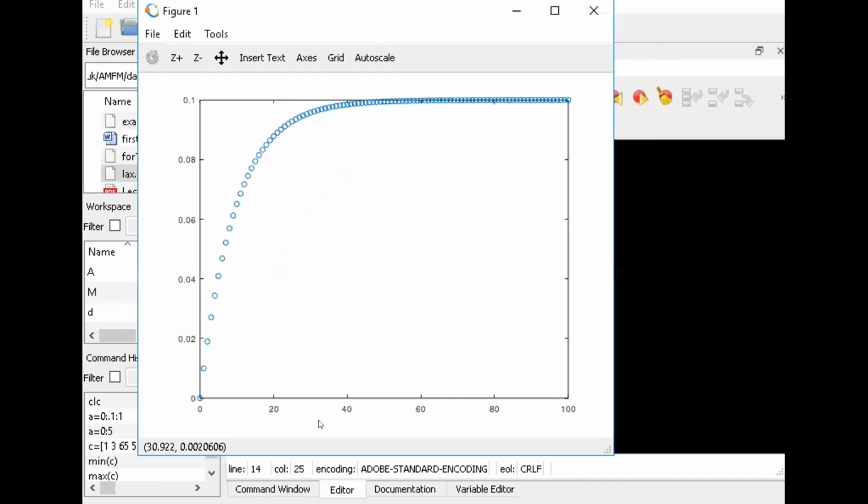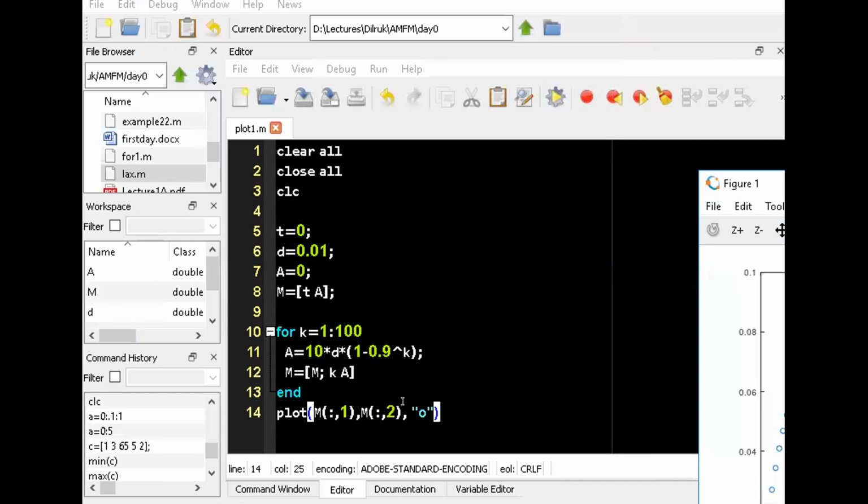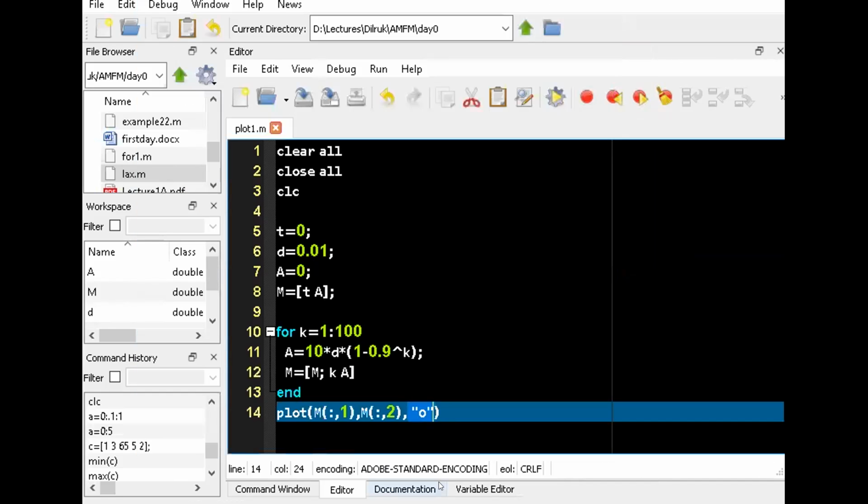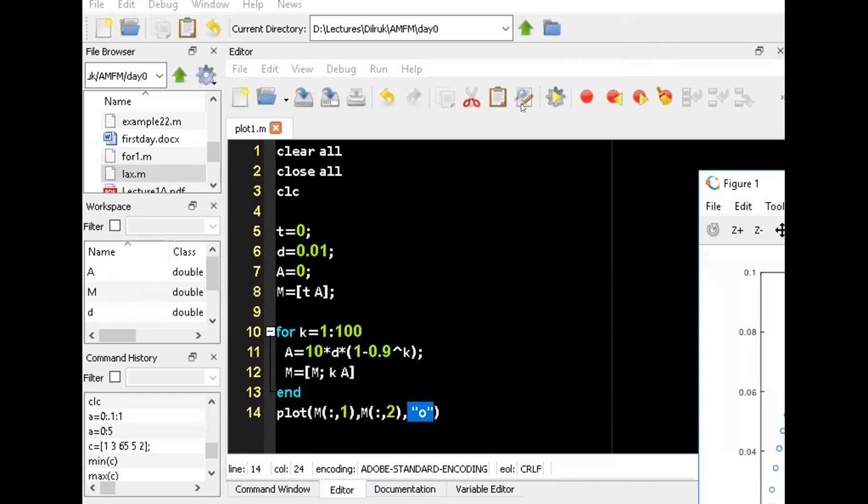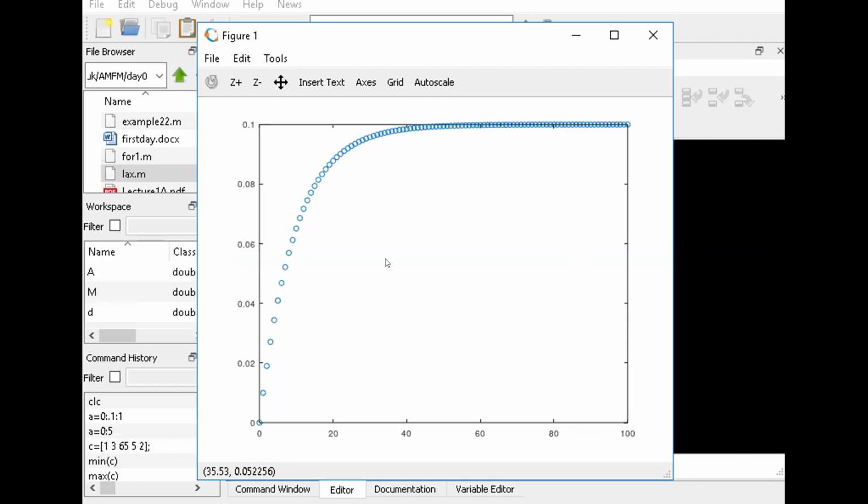Then you can add the legend. You can label these axes, the X-axis and Y-axis, and you can give a title. I want to make sure that I'm using the double quotation mark. That's good. Thank you very much. That's why I told you are better than me. I hope you understood this one.